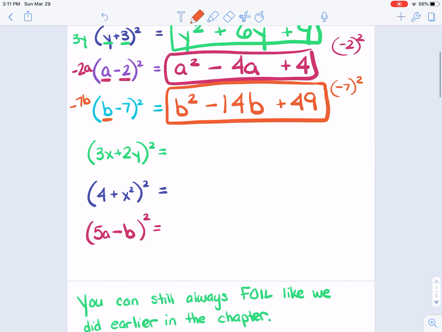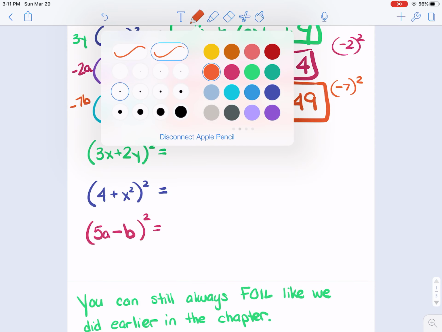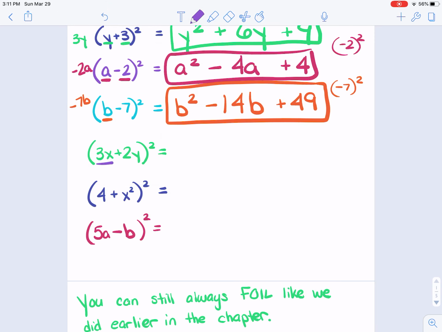All right, now I've got some ones with additional letters in there, but the rules are exactly the same. You're going to take your first term. In this case, it's 3x. So I have to square 3x. And when I do that, that gives me 9x squared. You have to square both the 3 and the x. For my third term, I'm going to take 2y and square that. That's going to give me positive 4y squared. Now for my middle term, I'm going to multiply 3x times 2y. That gives me 6xy. This needs to be multiplied by 2 or doubled, which will give me 12xy.